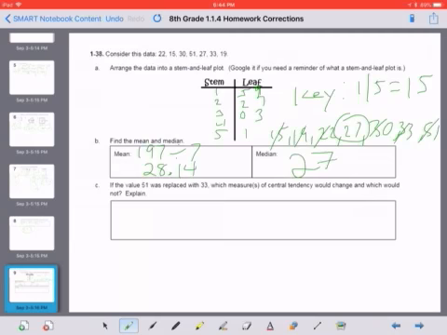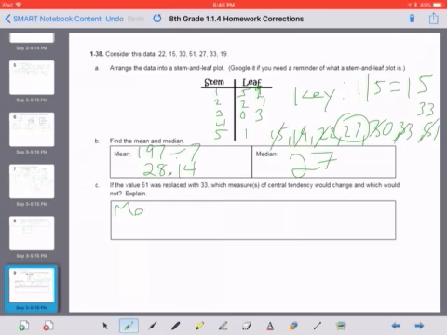So then the next question says, if the value 51 was replaced with a 33, so if we were to change this to a 33 and it not be a 51 anymore, which measure of central tendency, mean or median, would change and which would not? So the median's not going to change because that 33 is going to be now the new biggest number in the data set. So the median will be exactly the same, but the mean will change. So that's what you would just say.